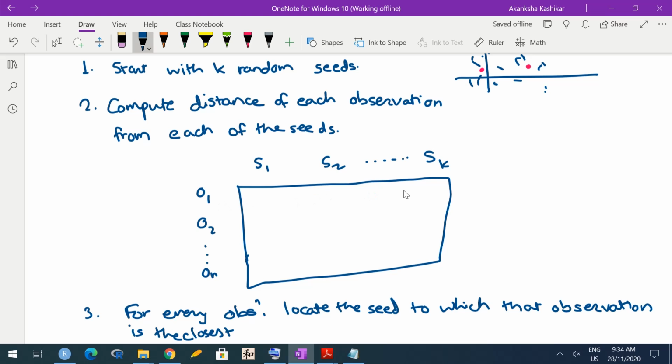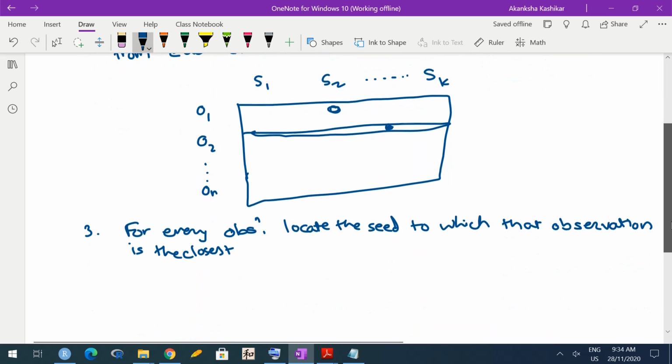So for O1, which of these k entries is minimum? Suppose the second entry is minimum. Then we will say for O1, seed 2 is the closest one. Similarly for O2, we look at which entry is lowest in this row, and we say that seed is closest to this observation. And then, as per that closest seed, you assign observations.